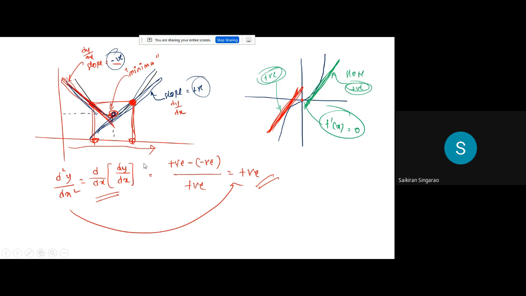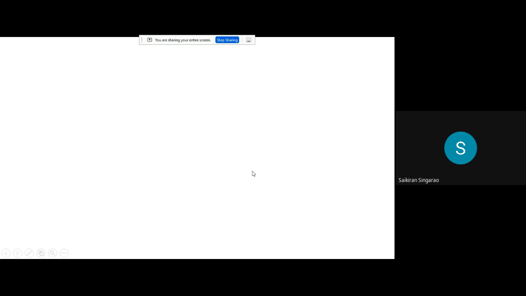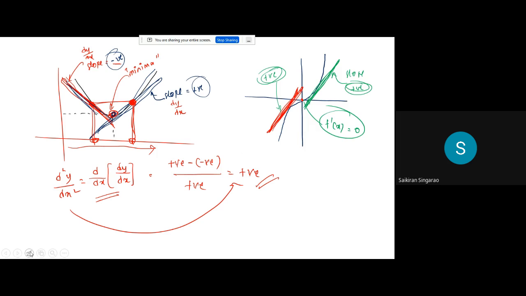So if it comes like this, let me just give you an example. It's a very standard example. Say if I have f of x is equal to x cube. What will be f dash of x? Can anyone tell me? The f dash of x is 3x square. Equate it to 0. If you equate it to 0, what will you get x equal to? 0.